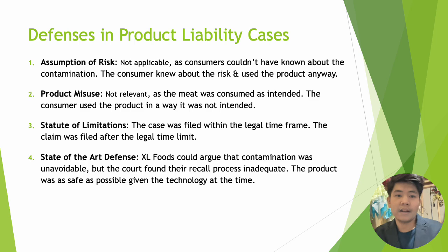There are 4 possible defenses in product liability cases. So first would be assumption of risk, as consumers couldn't have known about the contamination. Product misuse, as the meat was consumed as intended. Statute of limitations, the case was filed within the legal time frame. And state-of-the-art defense. XL Foods could argue that the contamination was unavoidable, but the court found their recall process inadequate.